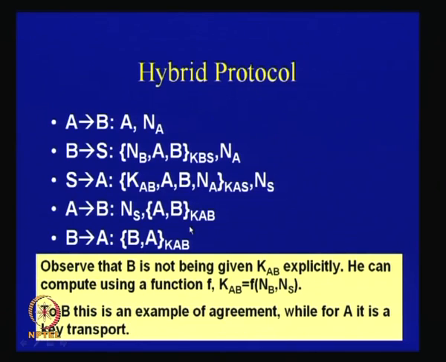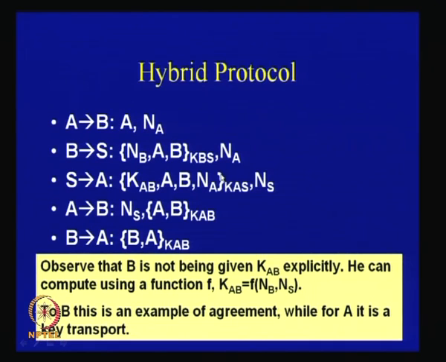Now B sends back to A: KAB, B comma A, encrypted by KAB. But one interesting point here is that so far as B is concerned, B has not been provided KAB explicitly, because B has never actually obtained KAB explicitly. What messages has B actually got? B has knowledge of NA, and of course NB, and it also has knowledge of NS, because that is what the server communicated to B through A.